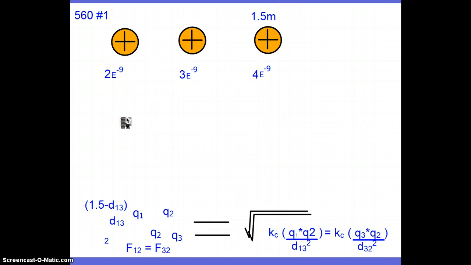Now, going through our process, we learned yesterday or the day before, whichever day, that the force between 1 and 2 must be equal to the force between 3 and 2. If we call these 1, 2, and 3. Here, let me grab these little labels here. Charge 1, charge 2, charge 3. 2 being my middle charge here today.